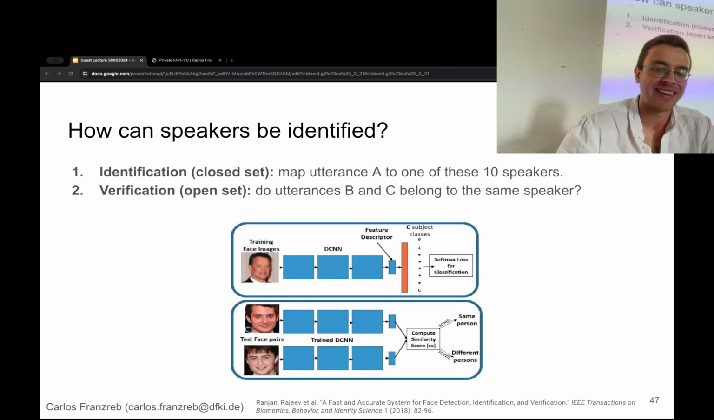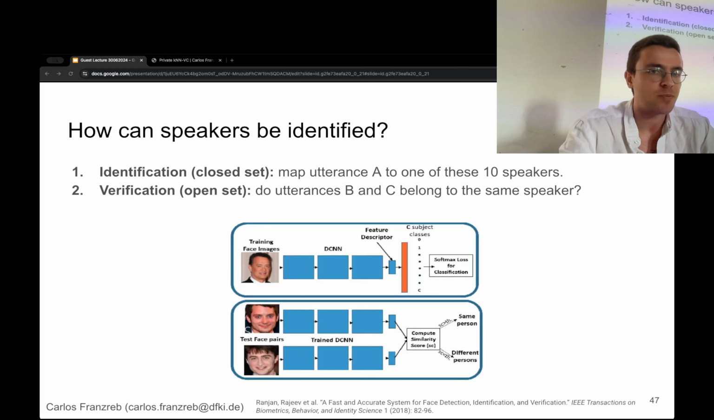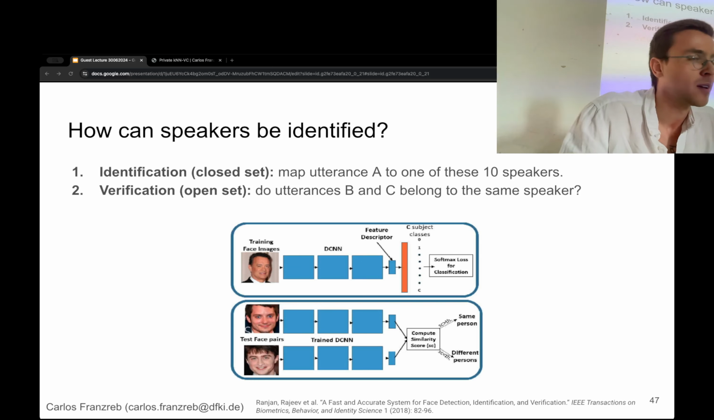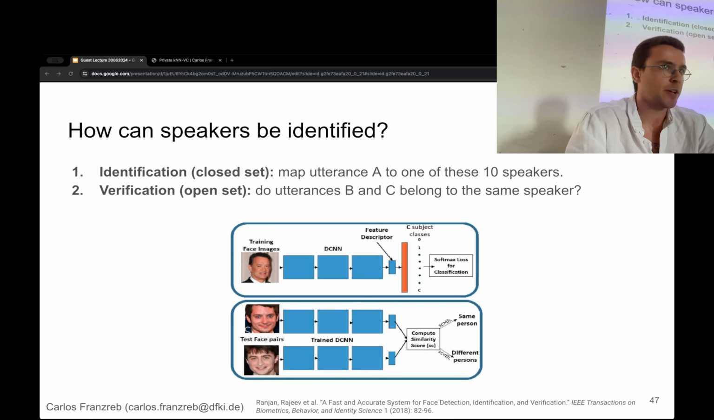Okay. So the third part is privacy evaluation. How can speakers be identified in general? There is a different field of speech processing which focuses on identifying speakers in general. For example, you can think of systems that identify speakers to let you into a building through your voice. So there's already a lot of research going on in identifying speakers that are not being anonymized.